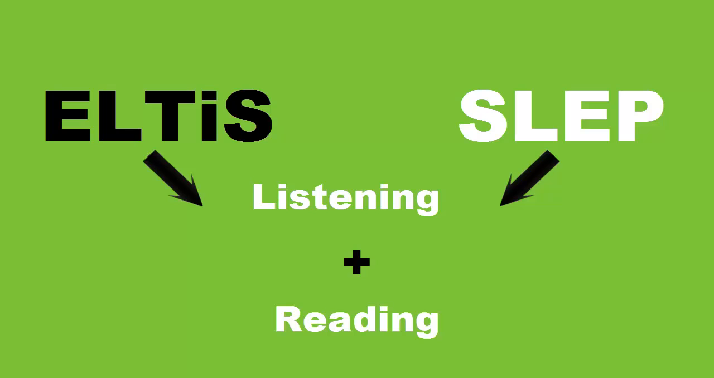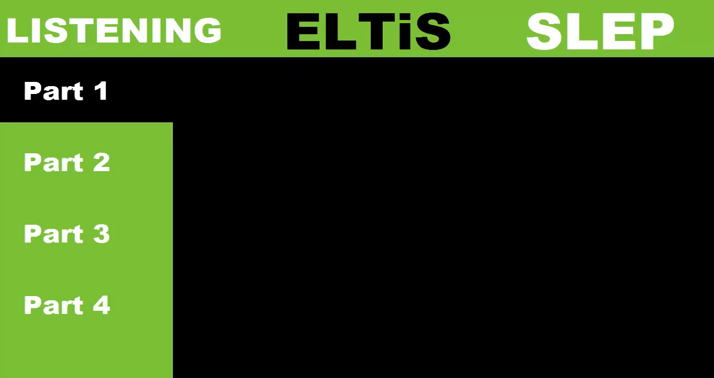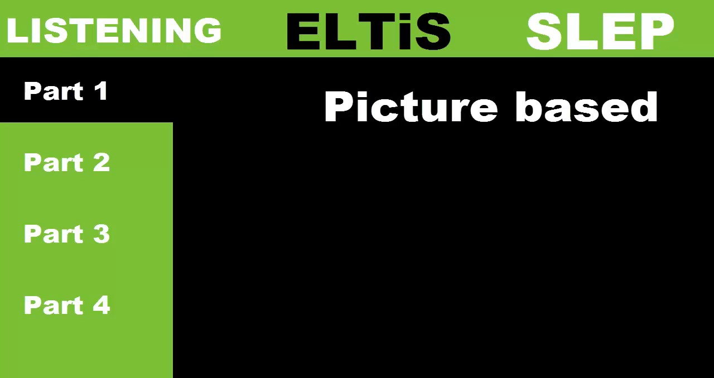Both ELTIS and SLEP have two parts, listening and reading, and we'll look at each of them in turn. Both the ELTIS and SLEP listening tests have 4 parts. The first part in each test is supported by a picture, while the other 3 parts are based on listening to audio and answering written questions.